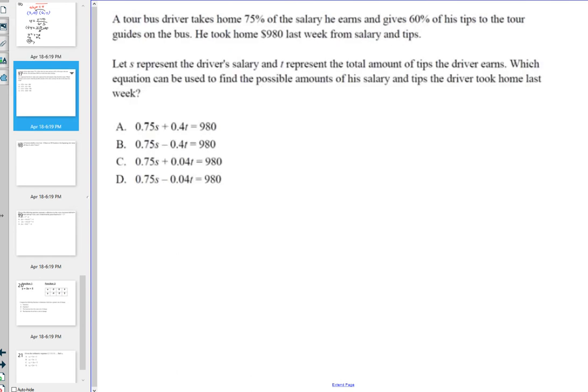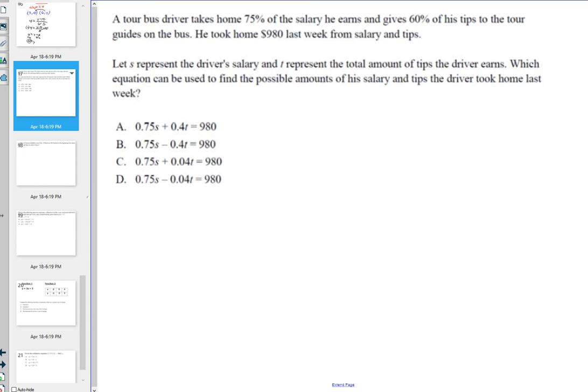A tour bus driver takes home 75% of the salary he earns and gives 60% of his tips to the tour guides on the bus. He took home $980 last week in salary and tips. S is the driver's salary and T is the total amount of tips.